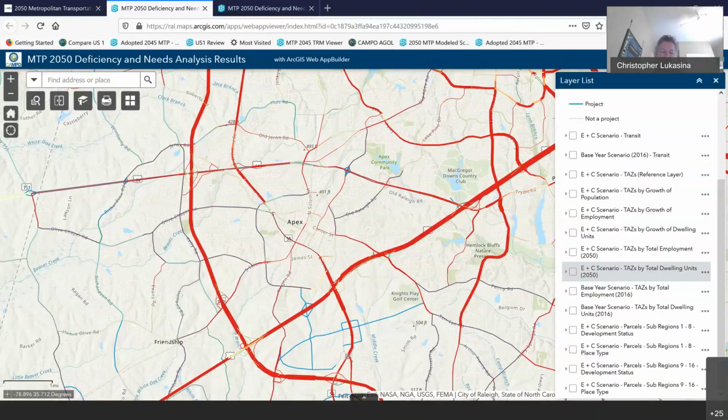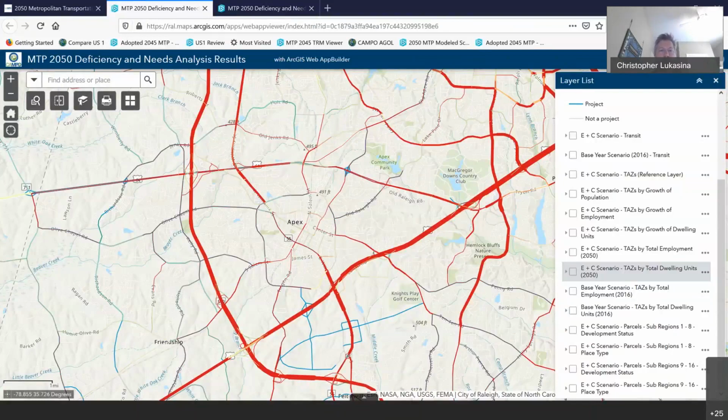Those typically are where we're working through things like our big area studies, like in that case, the Southwest area study, to work with Apex to figure that out. And largely that was looking at regional travel patterns and then the town wanting to do something a little bit different than what they've been planning in the past. I hope that answers your question.